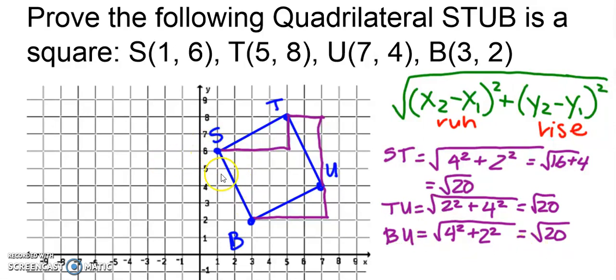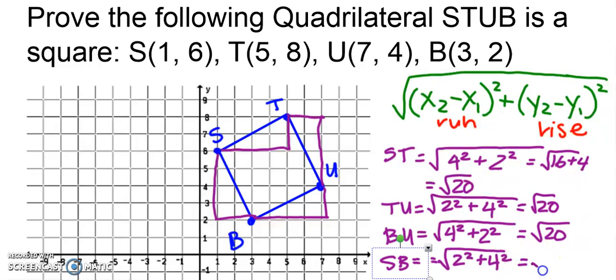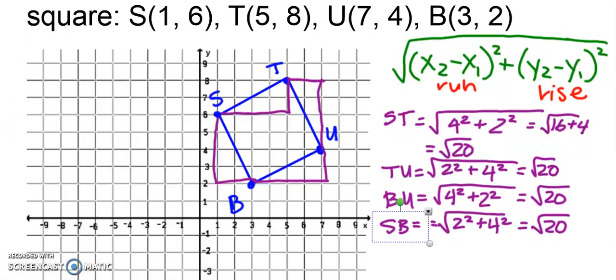Finally, I have SB, and I see the run from S to B is 2, and the rise is also 4. So I'm going to plug in my 2 squared plus 4 squared, and again, I know that's going to give me square root of 20. So I do have 4 congruent sides that I just showed here.